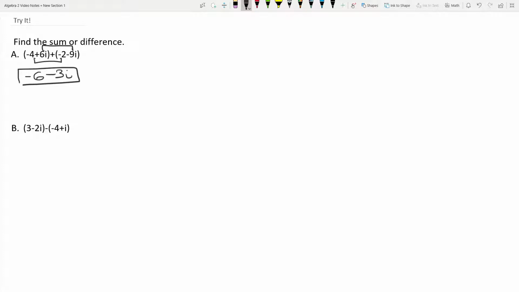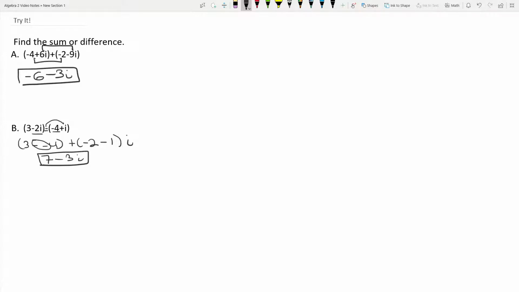All right, now we got 3 minus negative 4. Two negatives make a positive, so this is 3 plus 4. And then for the i's, we got negative 2 minus 1i. There's an invisible 1 in front of that i. So 2 negatives is a positive, so that becomes 7. And then negative 2 minus 1 is negative 3 with an i.